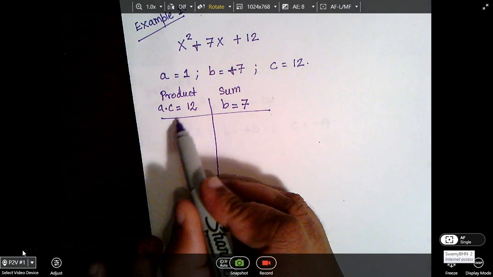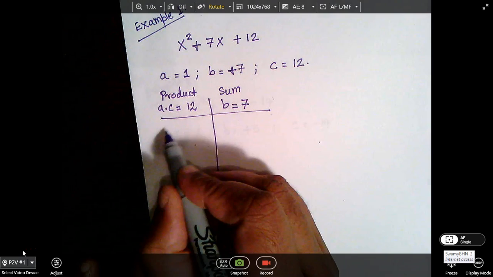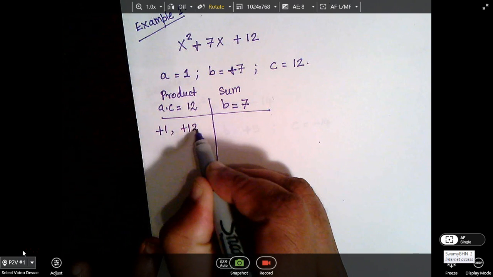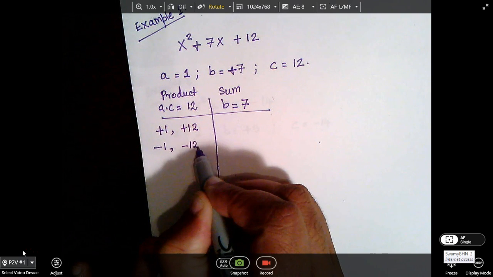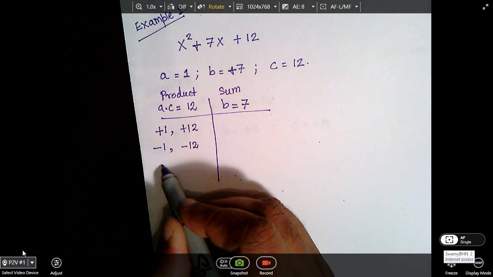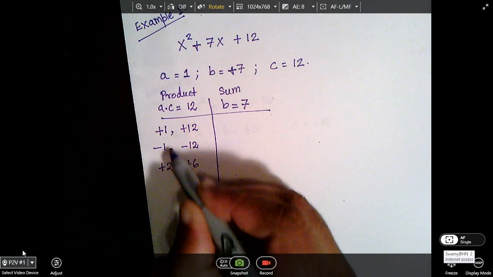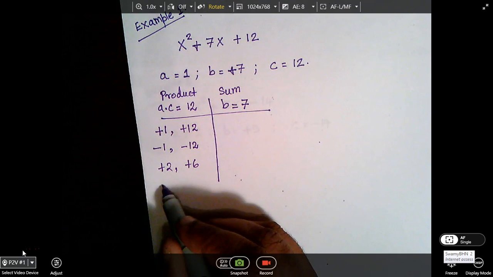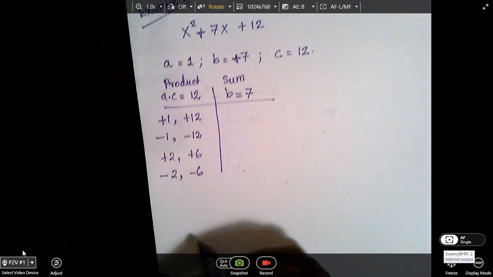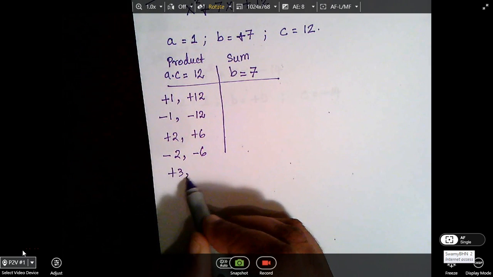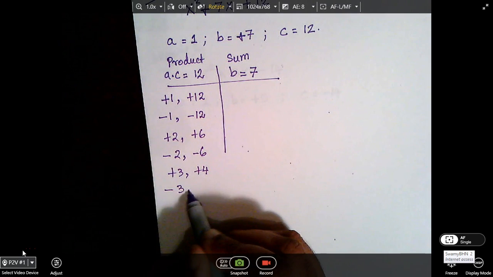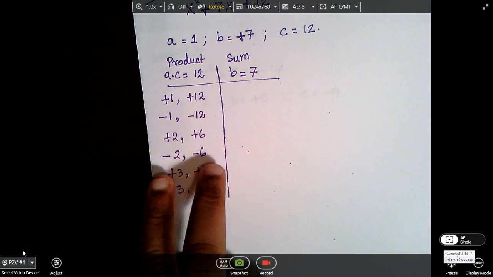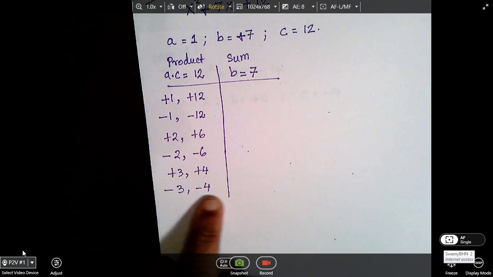So I want to list all the factor pairs for 12. It's a positive 12. So the possibilities are positive 1 and positive 12 or negative 1 and negative 12. It's positive 2 and positive 6. See how I'm going in order? So that way you won't miss any of the factors. Positive 2 and positive 6. Negative 2 and negative 6. Positive 3 and positive 4. Negative 3 and negative 4. So now as and when the numbers get closer and closer, I'm exhausting all the pairs. So I have no more, right?